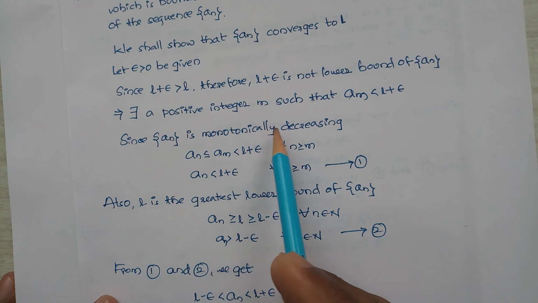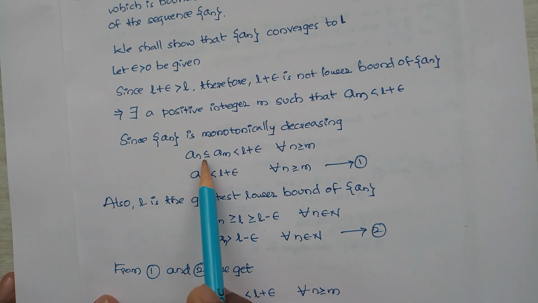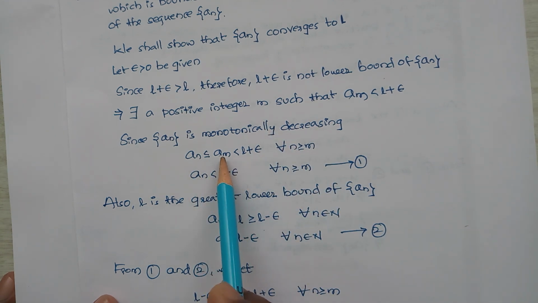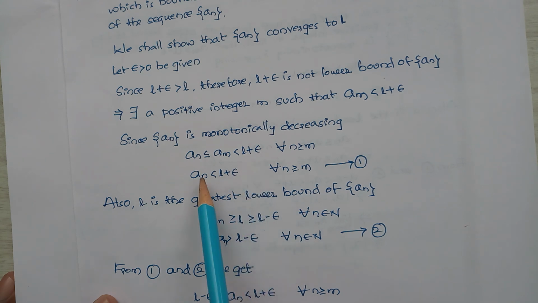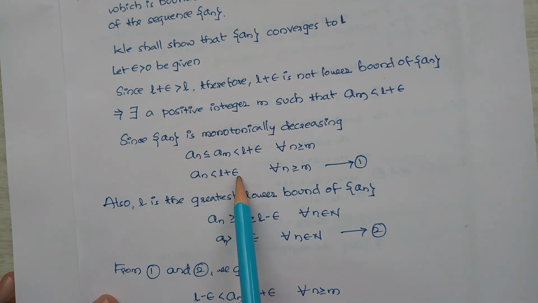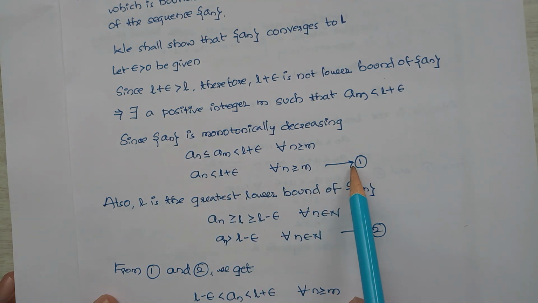Since an is monotonically decreasing, we write an is less than or equal to am is less than L plus epsilon. That means an is less than L plus epsilon for all n greater than or equal to m. I take it as equation number 1.